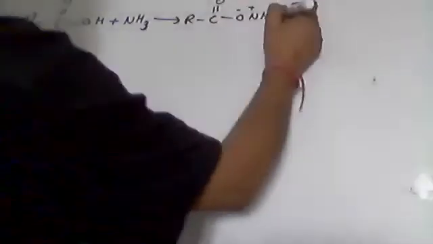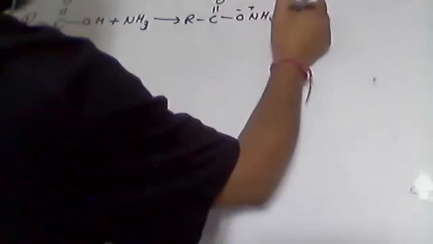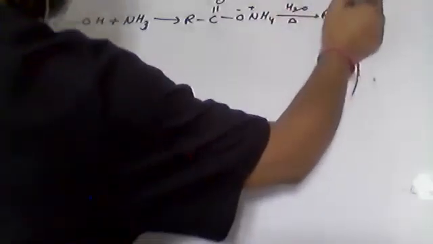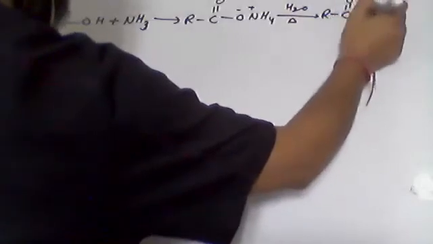And if further we are going to heat this one, then I told you the water molecule will move out. We are going to heat, then we are going to get the amide, C double bond ONH2. Water molecule moves out and amide we are going to get.